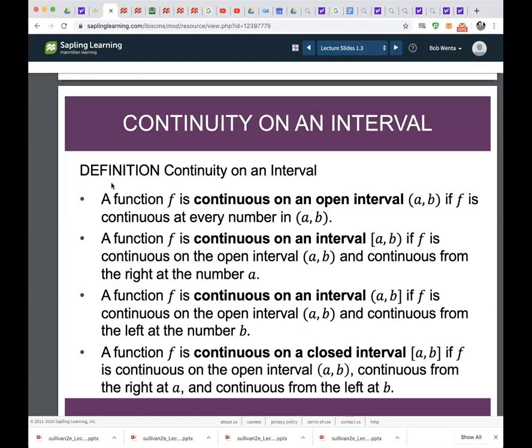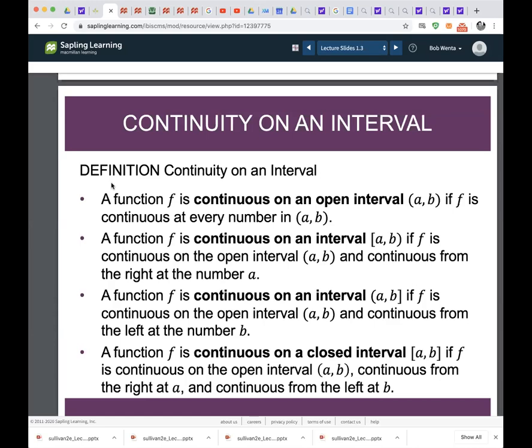The function f is continuous on the open interval if it's continuous at every member of the open interval a to b. And then start noticing what happens with the closed brackets. Closed bracket on the left, on the a. The next one down is the closed bracket on the b, and the last one is closed brackets on the a and b. And look at the wording here.